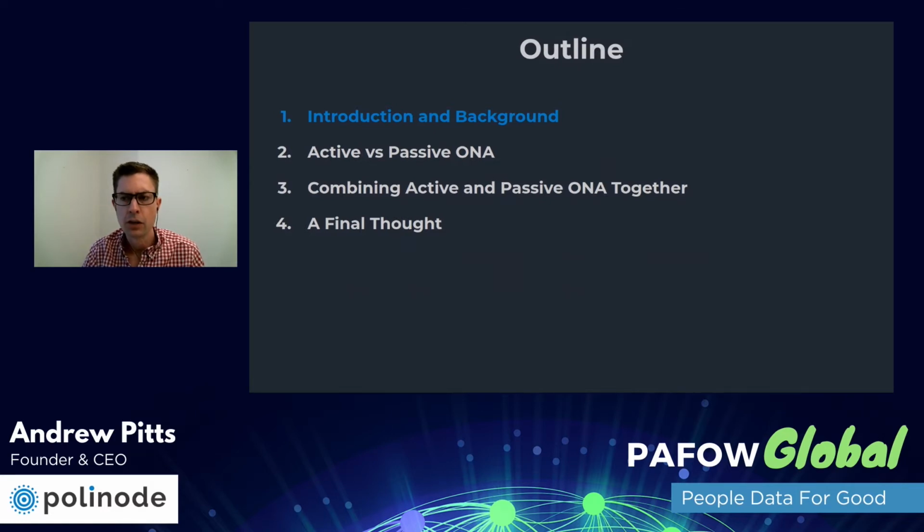I know that not everybody in this session will know what organizational network analysis is. So I just want to set the scene a little bit in terms of what is ONA, a little bit around what is Polinode as well, and then talk about the advantages and disadvantages of active versus passive ONA. And then go through three examples for how we can combine active and passive ONA together. And then I just have a final thought on passive data at the end.